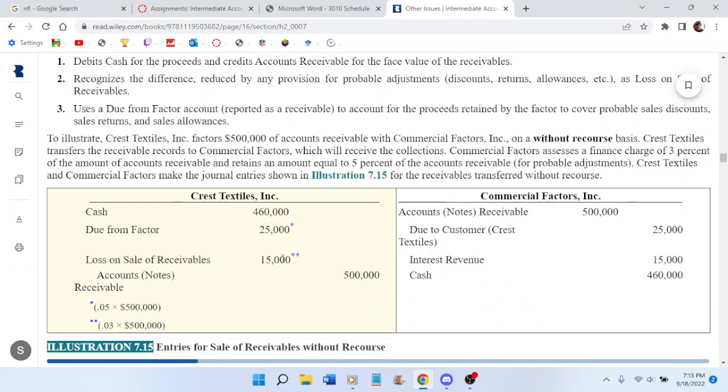Oh, jeez. Their accounting statement. Accounts notes receivable. So they gain this much. They lose the cash, and they make this much on interest revenue due to customer credit tax.